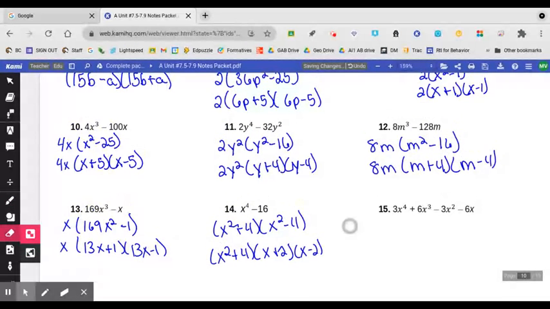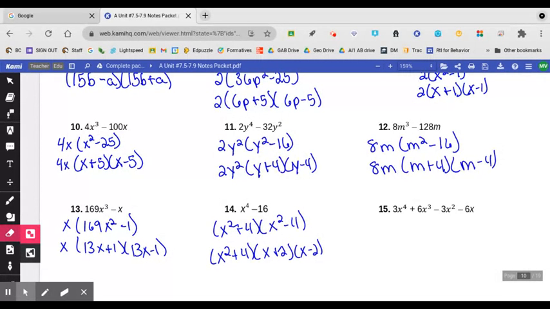Okay, so number 10, there's a GCF of 4x. So that gives me 4x times x squared minus 25. X squared minus 25 is a difference of two squares. So that's 4x times x plus 5 times x minus 5. 11, there's a GCF of 2y squared. So that becomes 2y squared times y squared minus 16. That y squared minus 16 is a difference of two squares. So that's 2y squared times y plus 4 times y minus 4.